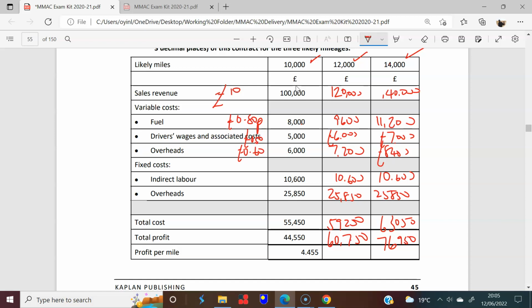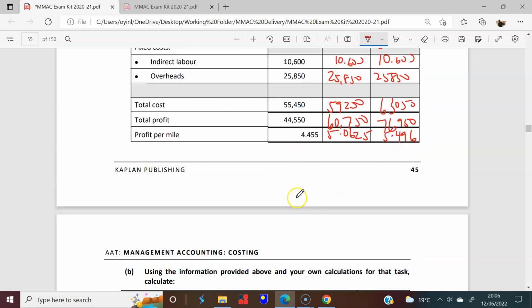So this is 60,750 divided by 12, and then this divided by 14. Let's do that here. 60,750 divided by the 12,000, which is £5.0625. And then if we do the same thing, we have 76,950 divided by the 14,000, which takes us to 5.496. Right, and that's the first part that we're looking at, and we've done that.